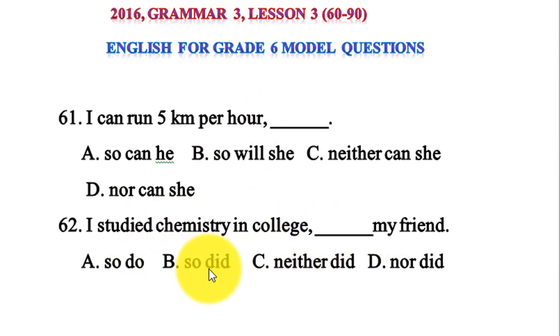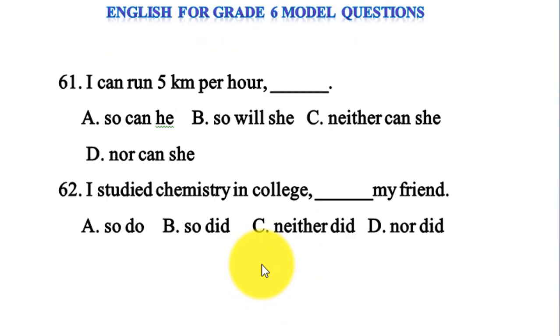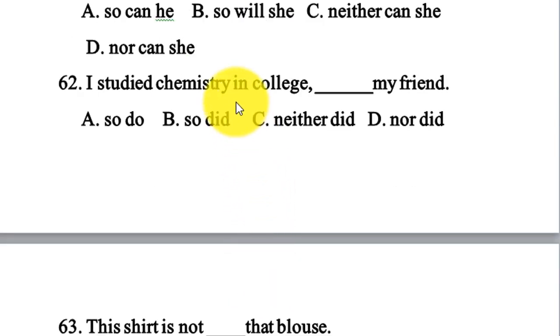So the options are so do and so did, neither did and nor did. So what's the answer here? Take your time to answer the question, please. If you answer B, so did my friend, absolutely right. Why use did? Because the action verb here is simple past, so your response for the person is also simple past. So did my friend means my friend also studied chemistry in college.